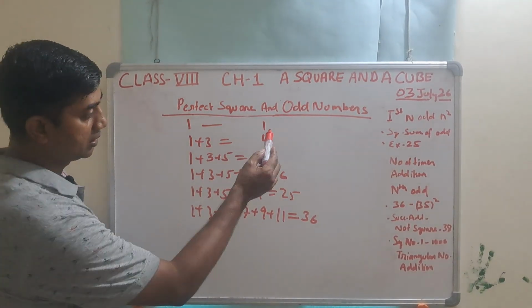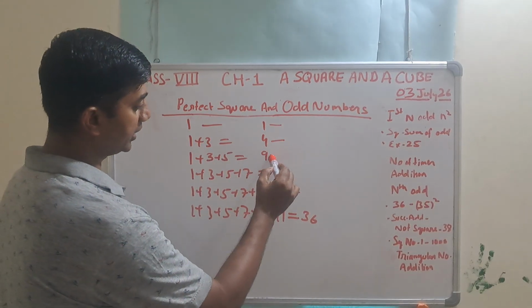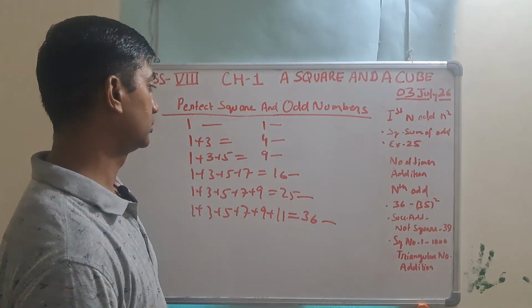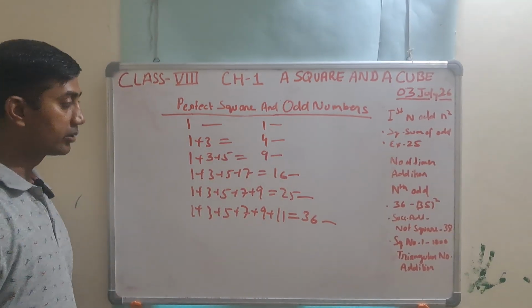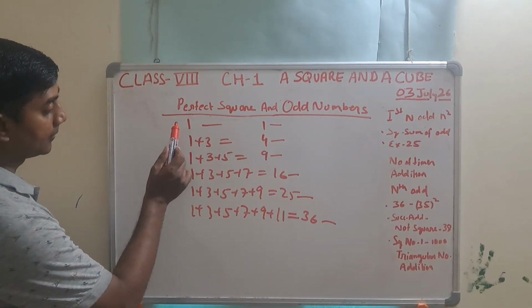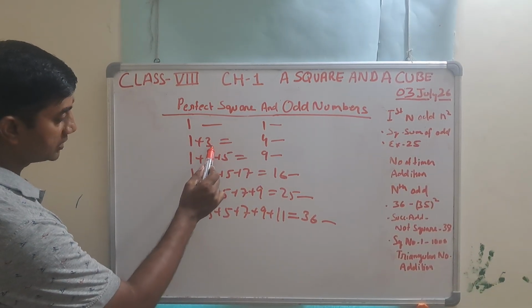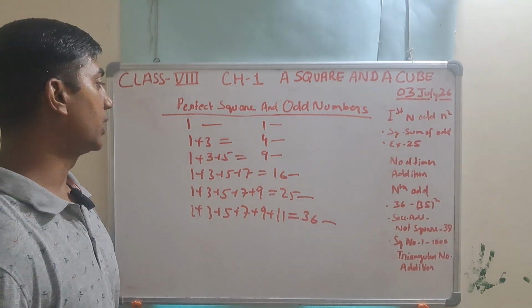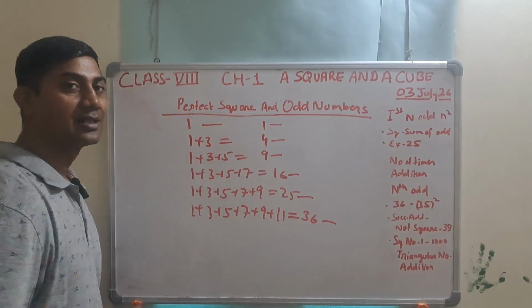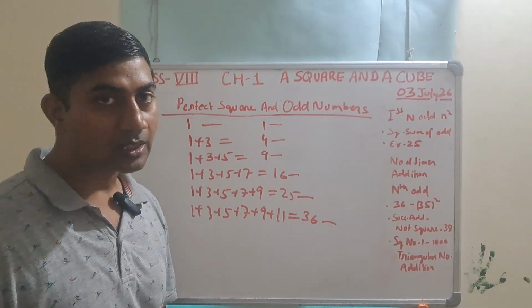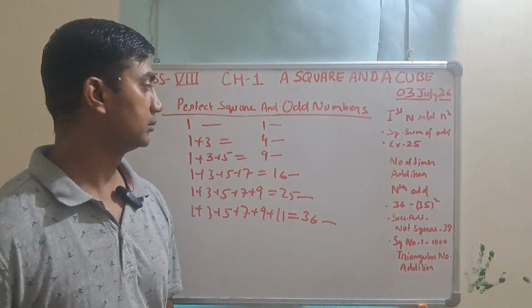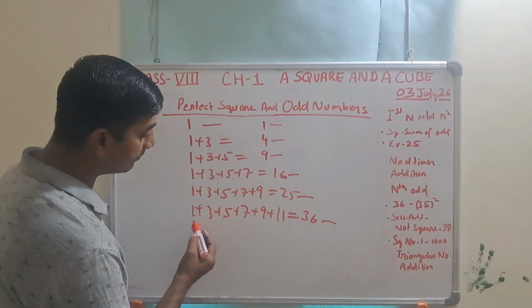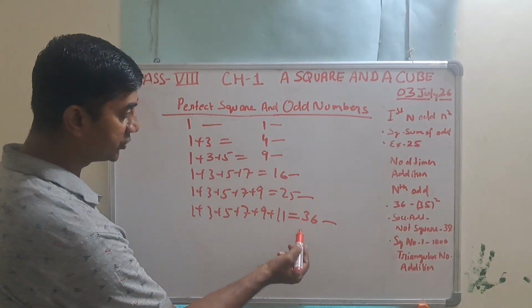So, can you see that 1 is a square, 4 is a square, 16 is a square, 25 is a square and 36 is a square. What do we conclude? We conclude that addition of consecutive odd numbers will give us a square, and these consecutive odd numbers are successive odd numbers starting from 1. So these are successive odd numbers starting from 1, and when we are adding them we get the perfect square.